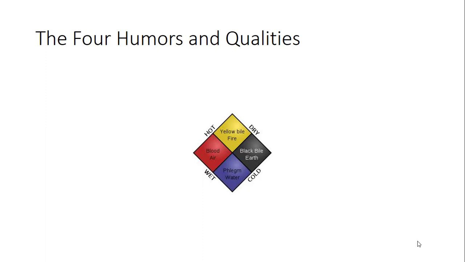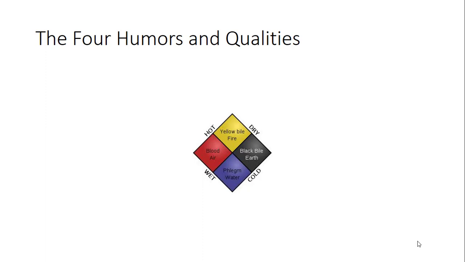And you can see from this diagram that yellow bile was associated with heat and fire, blood was associated with air, phlegm was associated with water, and black bile was associated with earth. And along those lines, yellow bile, just like fire, was considered hot and dry. So they had the primary qualities attached to them as well. So the predominant element in yellow bile was fire.